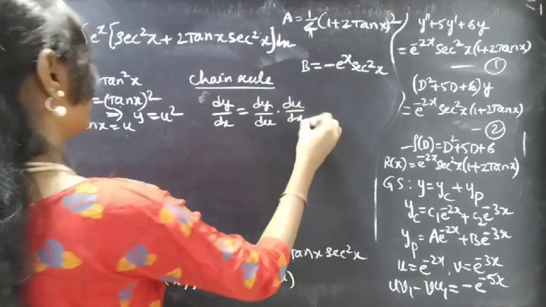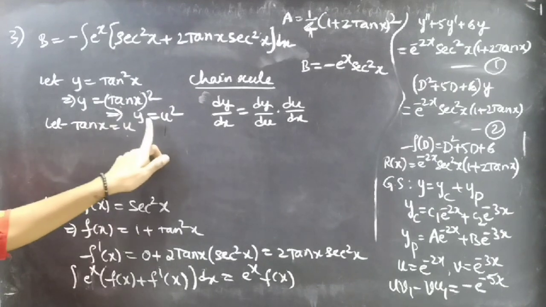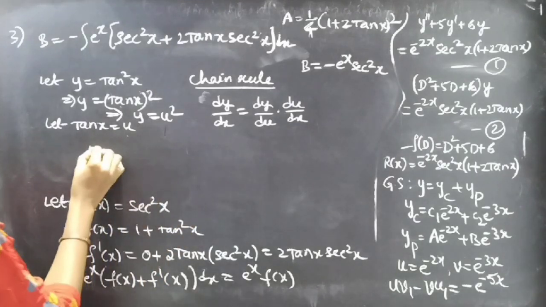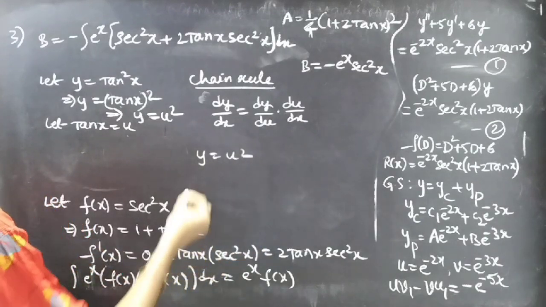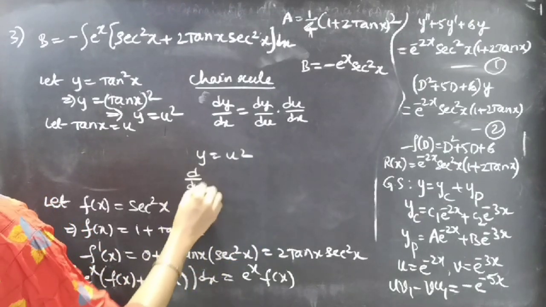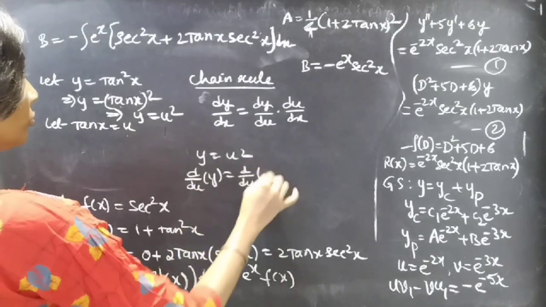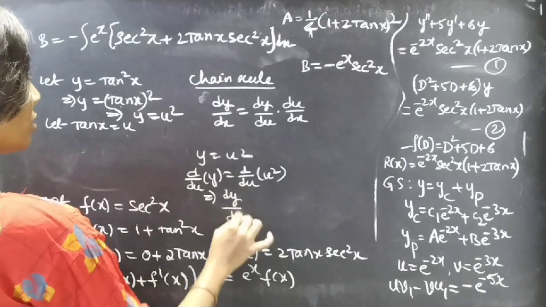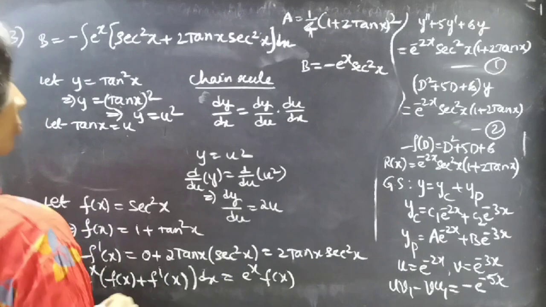Now we need to find the derivative of y with respect to u and the derivative of u with respect to x. So we have y equal to u square. From this we can find dy by du, right? We have y equal to u square. Now differentiate on both sides with respect to u. From this we'll get dy by du equal to the derivative of u square with respect to u, which is 2u.